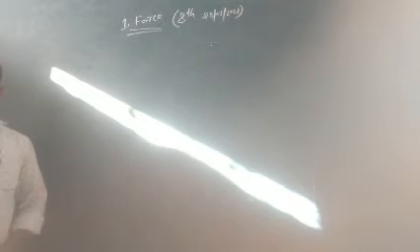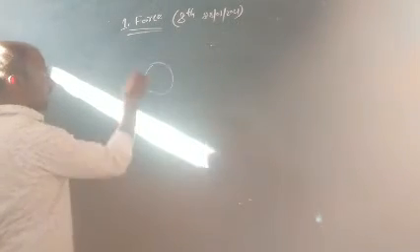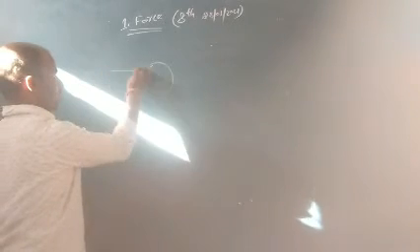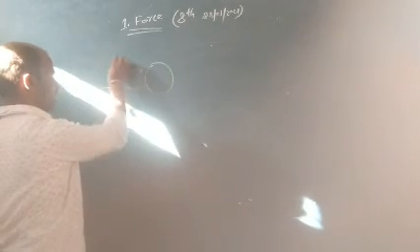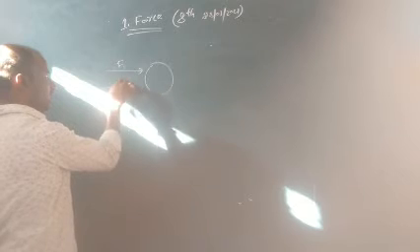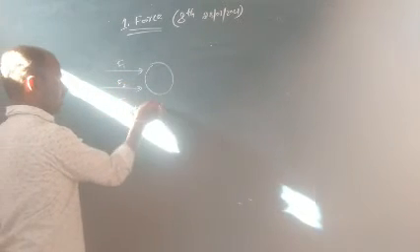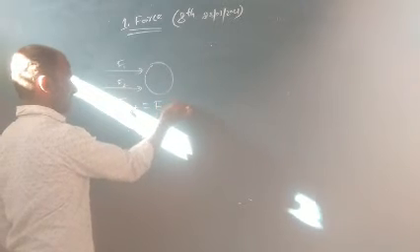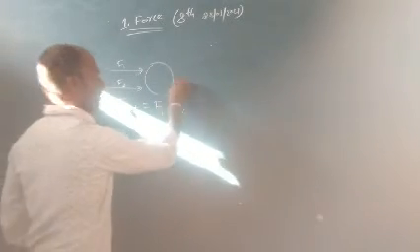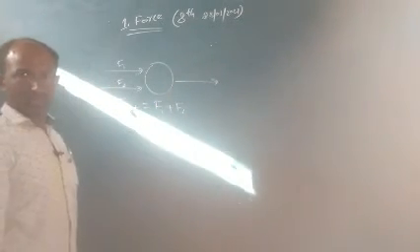8th class. Okay, what is net force? Actually, if two forces are acting on an object, for example a ball, that is F1 force and F2 force, then what will happen? F net is equal to F1 plus F2. Then the ball moves in this direction.